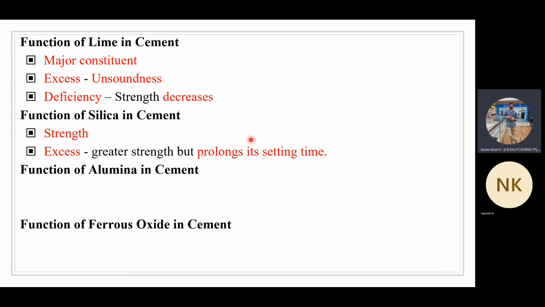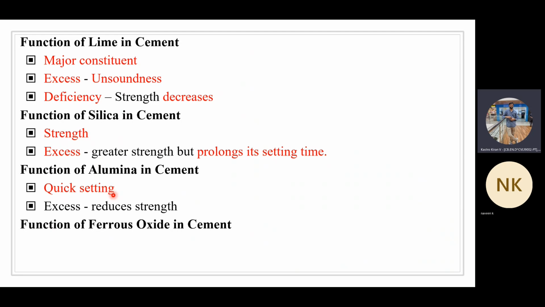But the problem is you will get a delay in the setting time. The cement will not set at a faster rate. Maybe you need some 15 hours or 20 hours for the initial setting time itself. That's the problem with silica. And then the function of alumina is that it makes the cement set very fast. That is called flash setting.